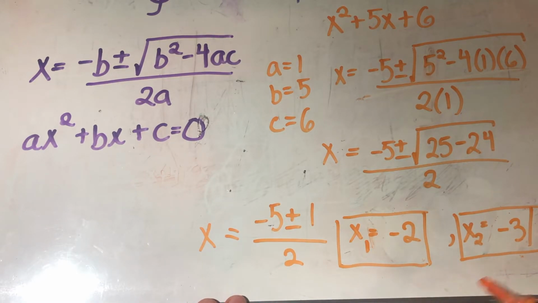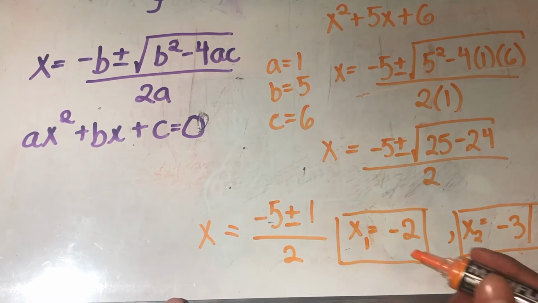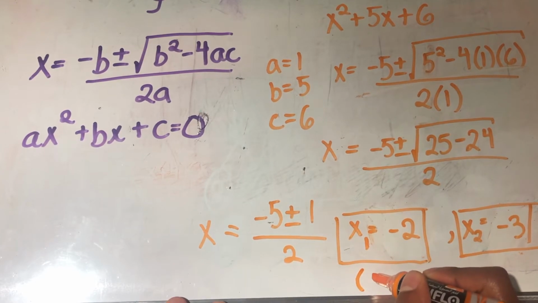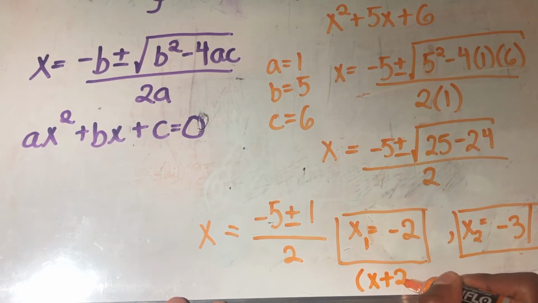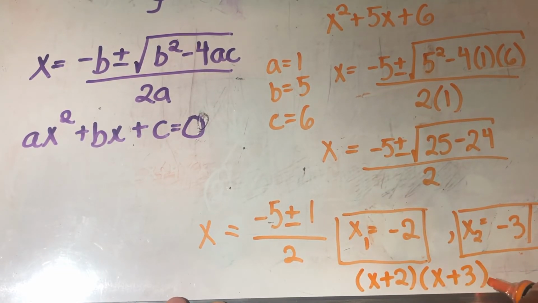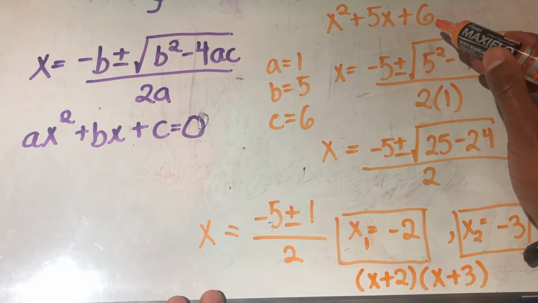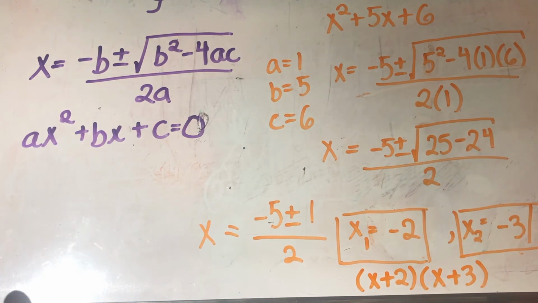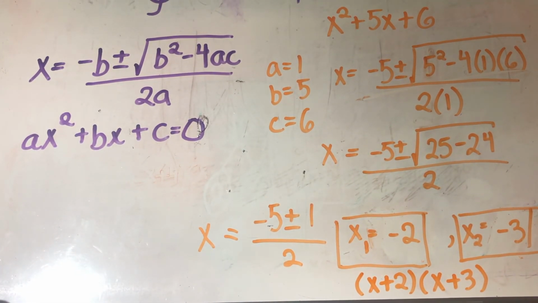What this basically means is x plus 2 times x plus 3. That's going to give us our equation here at the top, which is x squared plus 5x plus 6.